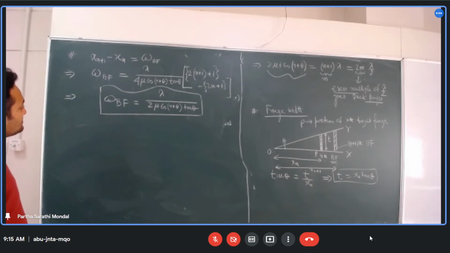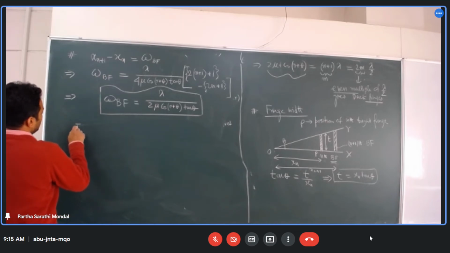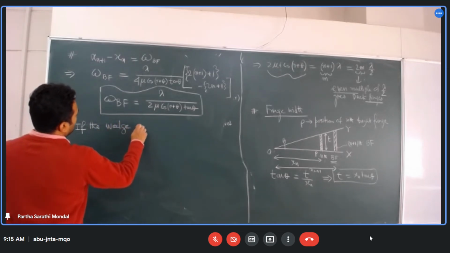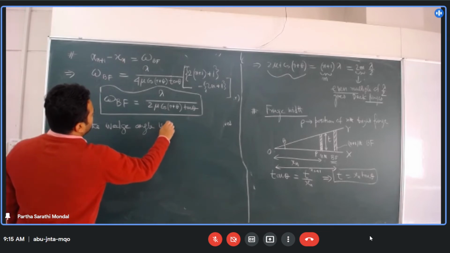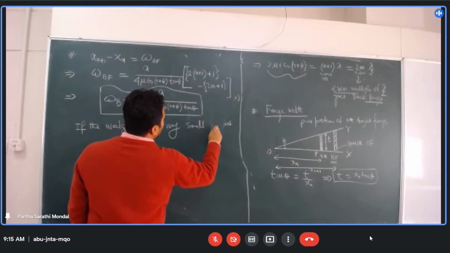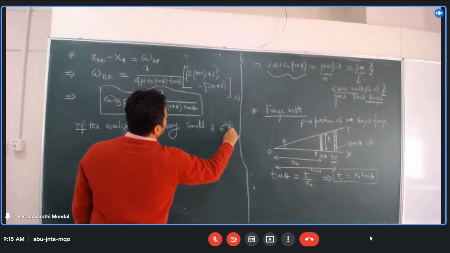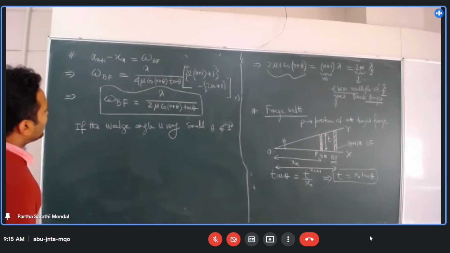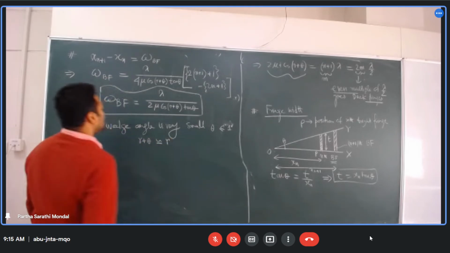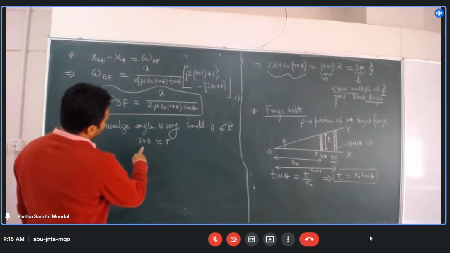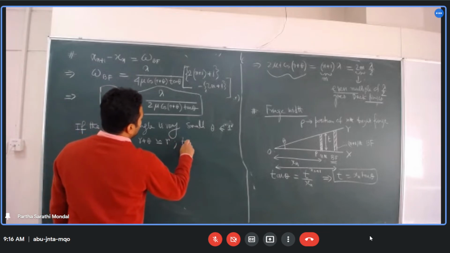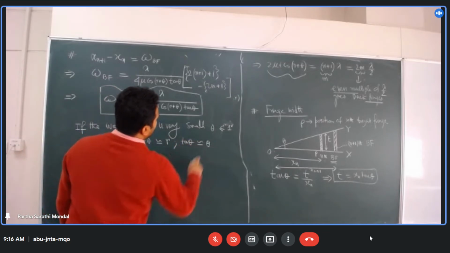So let's say, as I said, that if the wedge angle is very small, so that means theta is less than 1 degree or something. Okay, so in that case you can write r plus theta. You can ignore theta here compared to r, since r is larger compared to theta, so we can ignore theta from here, and your tan theta will become theta if theta is very small.